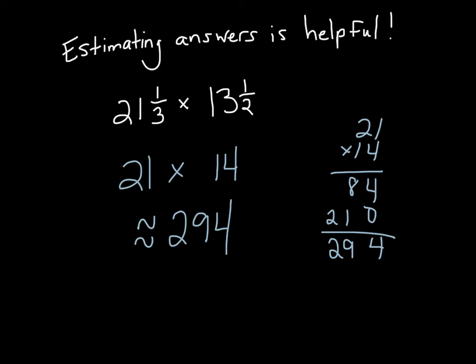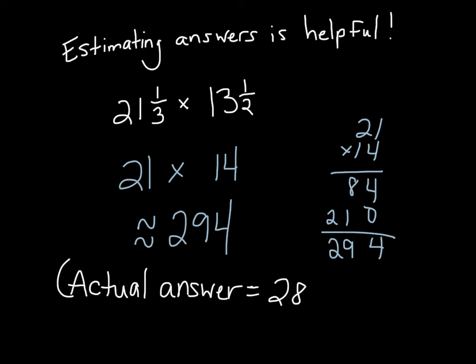If you look up to the example ahead, what we got for the actual answer was 288. And you can see that 288 and 294 are pretty close together. So that means that probably we were on the right track. If you'd been really far off, then you might want to stop and rework your fractions or just double check your math on your estimation.